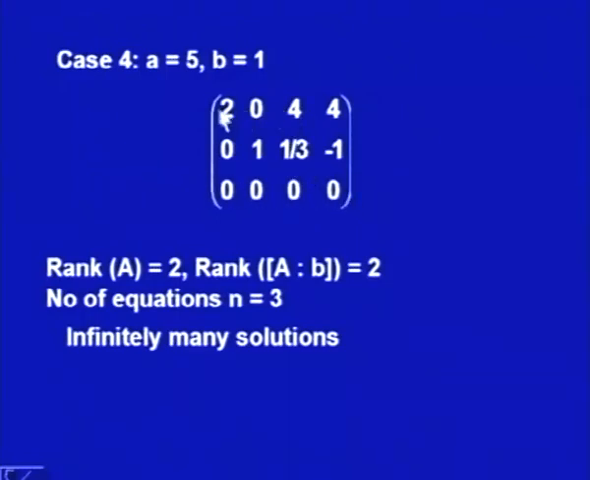So we can say x is equal to 4 minus 4z, and from here we can say y is equal to minus 1 minus 1 by 3 z. So you can assign different values to z and you will get different solutions, and that is why we say that infinitely many solutions are possible.